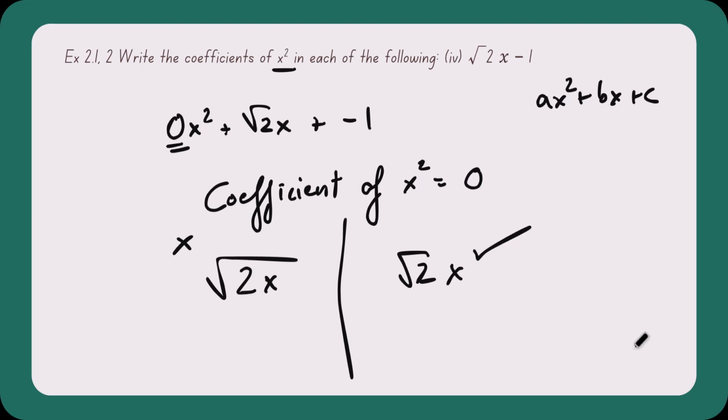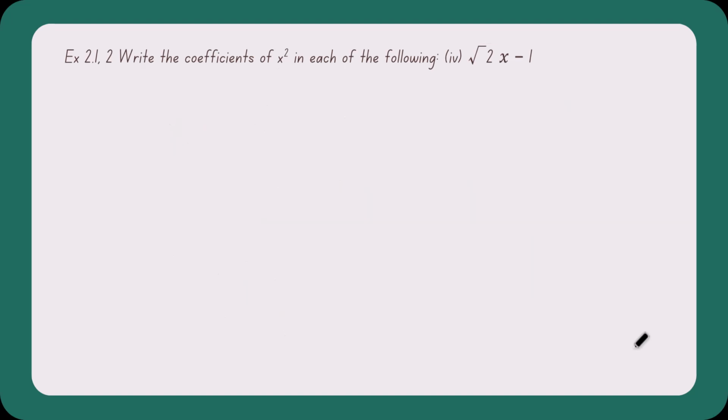It is very different. Why? Because if it was root of 2x, that 2x is inside the root. What happens? It'll become 2x raised to 1 by 2. So this is not a whole number. It is a fraction. Here it is a whole number. So it is not a polynomial in the first place, right? So that's how you have to identify. So be very careful, okay?